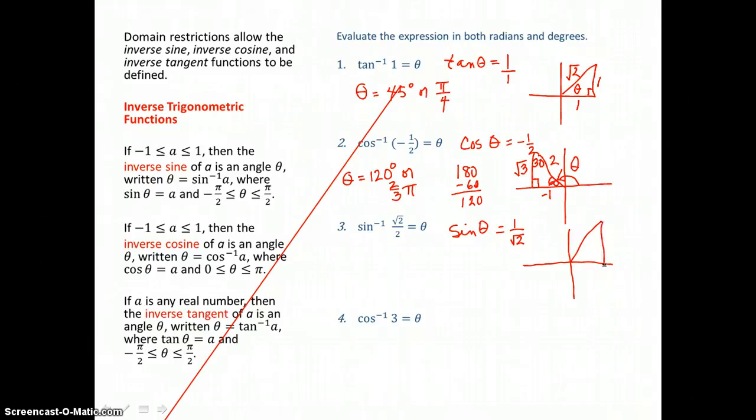So I'm going to drop a perpendicular. This is theta that we're looking for. I'll apply the definition of sine, which is opposite over hypotenuse, so 1 over the square root of 2. And this shows me that I have a special triangle again. Sides are in the ratio 1, 1, the square root of 2. So I have another 45-degree angle. Theta is equal to 45 degrees, and that's equivalent to pi over 4 radians.